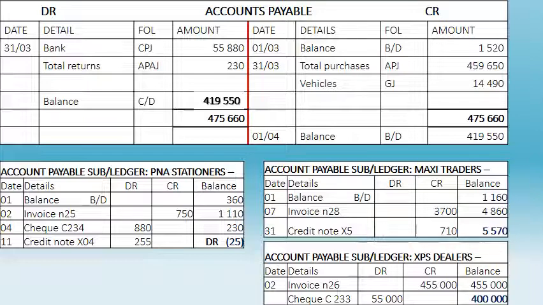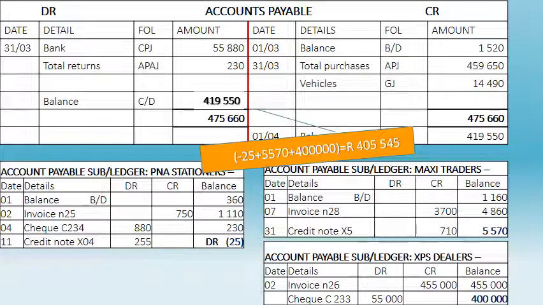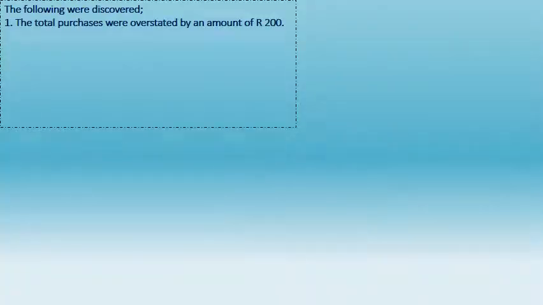When the three subtotals are added together, they must give us a total similar to the one that was calculated in the accounts payable. But when the three are added together, they give us a total closing balance from the subsidiary ledger of 405,545, which is not similar to the closing balance that was calculated in the accounts payable. We therefore have to investigate the difference. On investigation, the following errors and omissions were discovered.